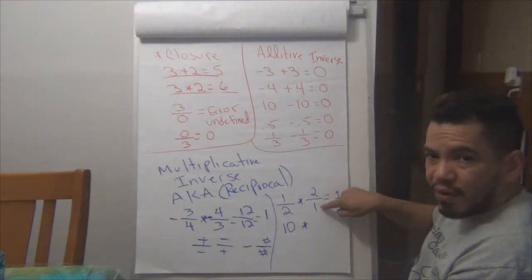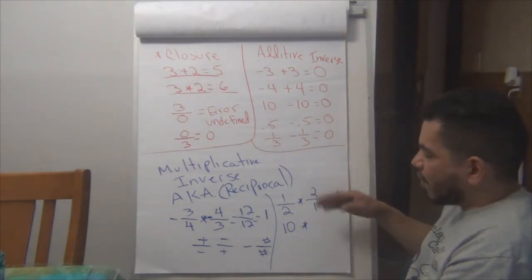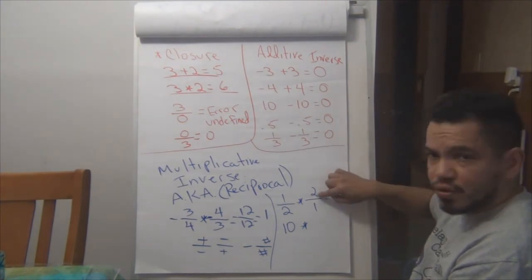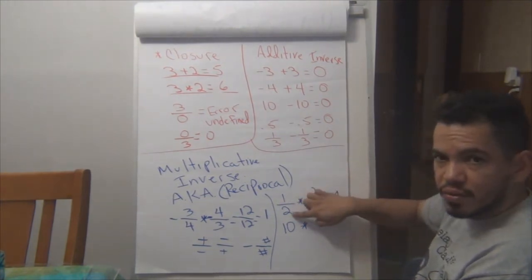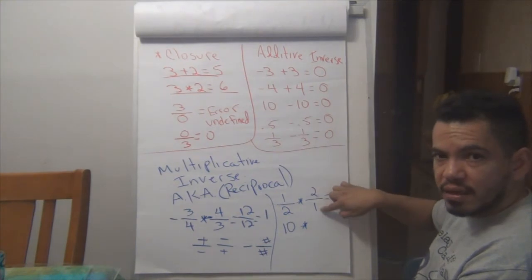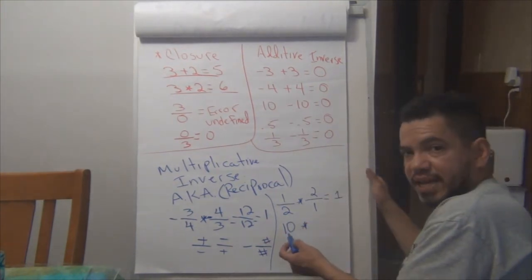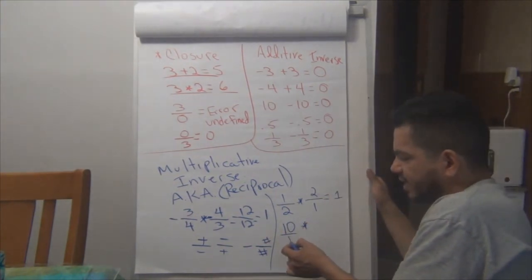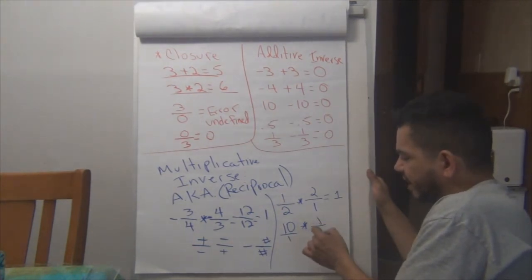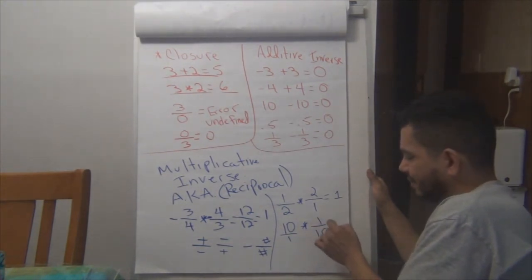2 over 1 is the same as 2, right? So if I was to ask you, what is the multiplicative inverse of 2? You would say 1 over 2, because 2 is the same thing as 2 over 1. So if I ask you for the multiplicative inverse of 10, you could say that this is 10 over 1. So then the multiplicative inverse would be 1 over 10.